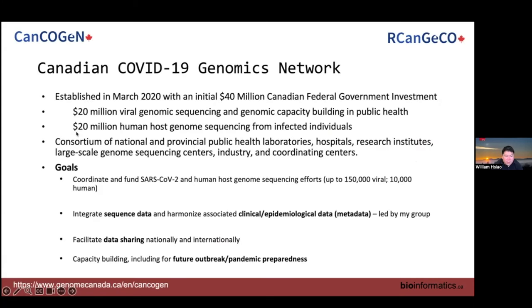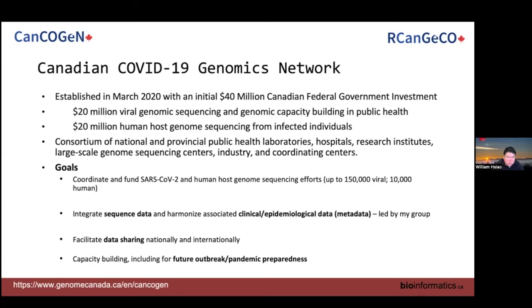During the pandemic, under the leadership of Genome Canada, and with funding from the federal government, the Canadian COVID Genomics Network, or CanCoGen, was established in March 2020. It reflected a $20 million investment for viral genomic sequencing and genomic capacity building in our public health system, but also $20 million for human host genome sequencing of the infected individuals for research to understand the host-pathogen dynamics. The consortium consists of both national and provincial public health laboratories, hospitals, research institutes, large-scale genomic sequencing centers, especially for the host sequencing, but also industries and other coordinating centers.